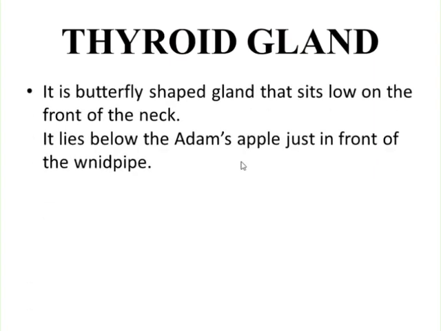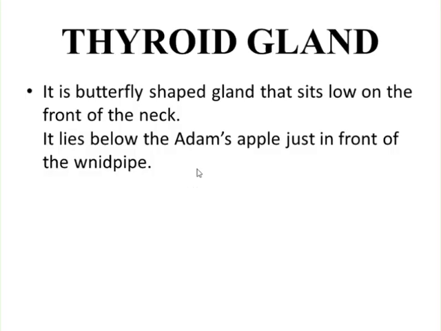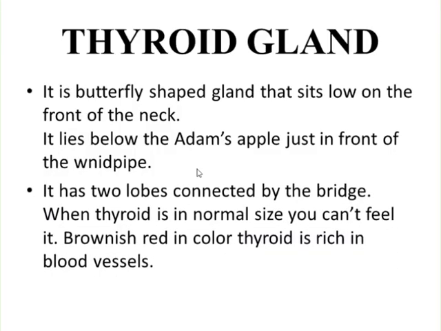The thyroid gland is a butterfly-shaped gland that sits low on the front of the neck. It lies below the Adam's apple, just in front of the windpipe. Here you can see the Adam's apple, which is an outgrowth or projection in front of the neck, and the gland is present in front of the windpipe. It has two lobes connected by a bridge.